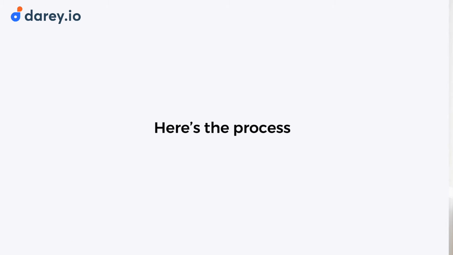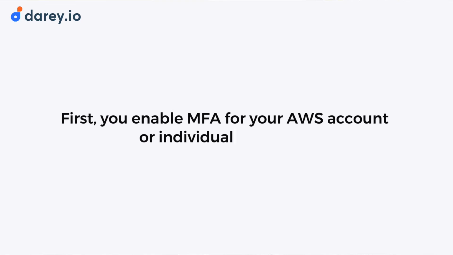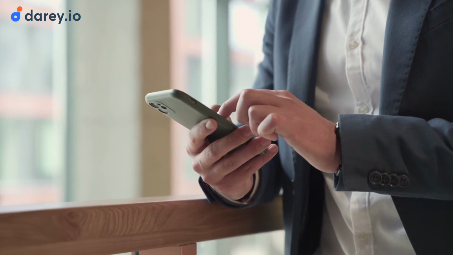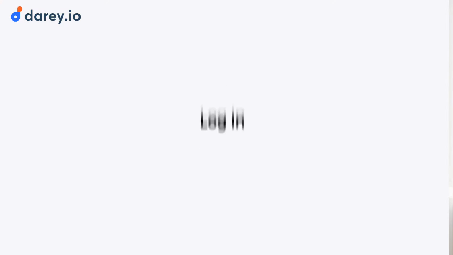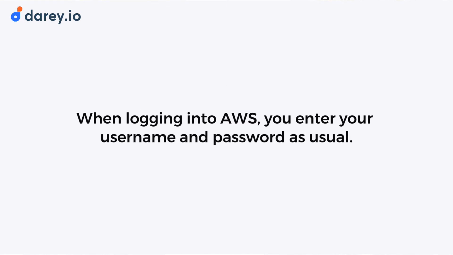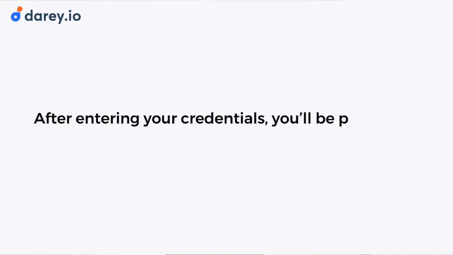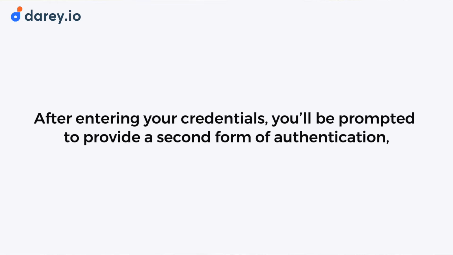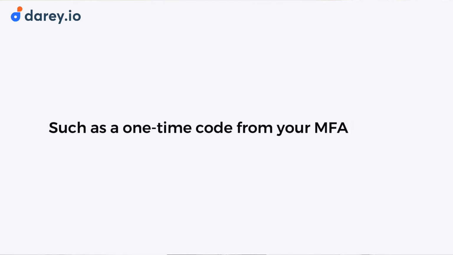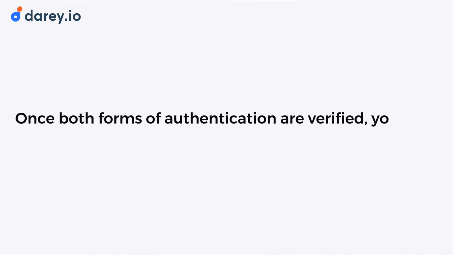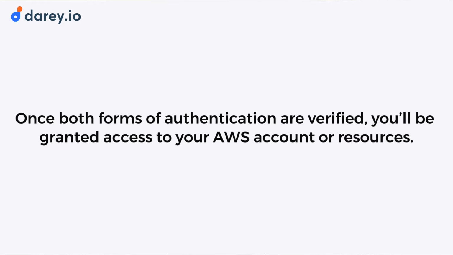Here's the process. Enable MFA. First, you enable MFA for your AWS account or individual IAM users. This involves registering an MFA device such as a smartphone app or hardware token. Log in. When logging into AWS, you enter your username and password as usual. Provide a second factor. After entering your credentials, you'll be prompted to provide a second form of authentication, such as a one-time code from your MFA device. Access granted. Once both forms of authentication are verified, you'll be granted access to your AWS account or resources.